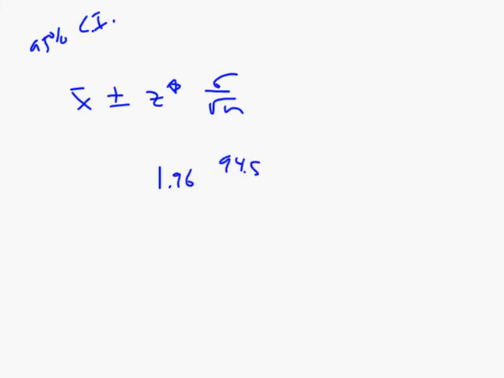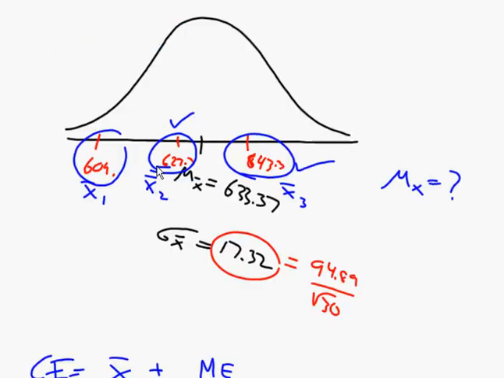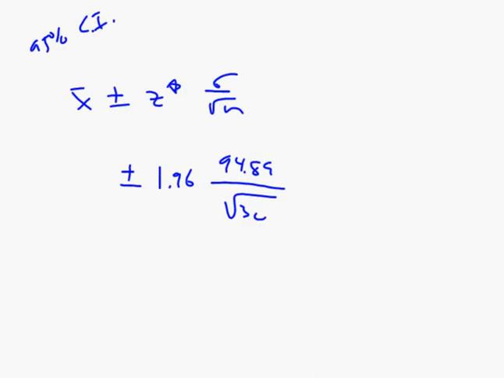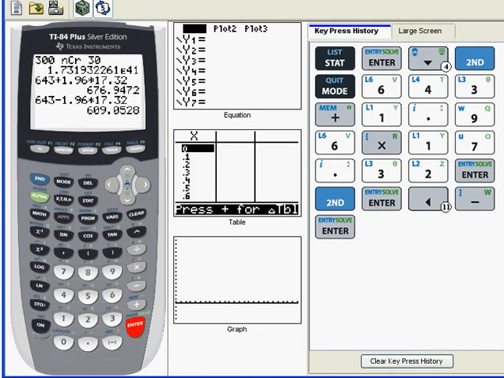So x bar plus or minus z star sigma over root n. And if we're going to stick with a 95% confidence interval, which we will for now, then z star is 1.96. This is 94.89 divided by the square root of 30, plus or minus. And this time we're using an x bar of 627. So 627. Okay, so now we'll go back to our calculator and figure out this new confidence interval.